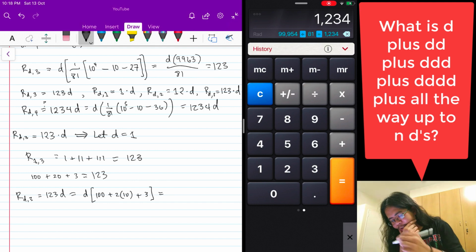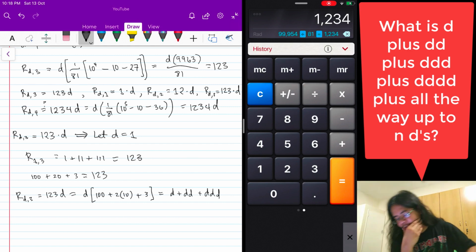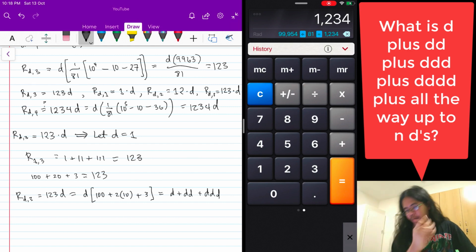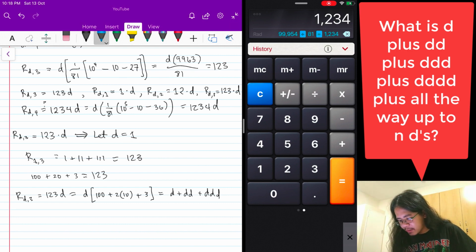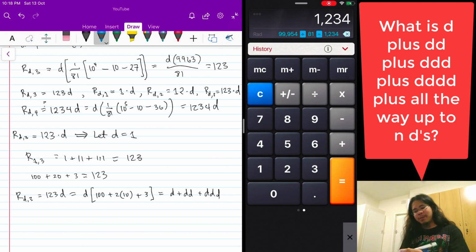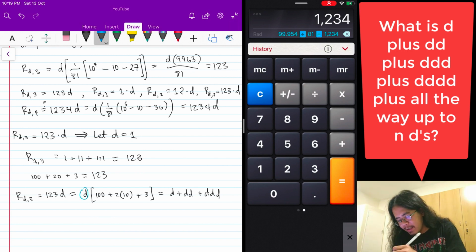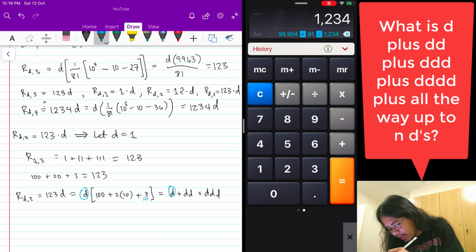Of course, this is equivalent to adding D plus D, D plus D, D, D. Okay, I get it now. It works because you are multiplying D in the units digit 3 times. So you have D, 1, 2, 3.